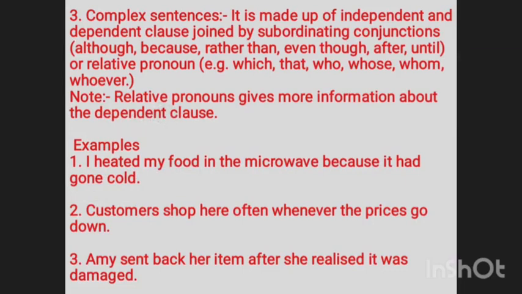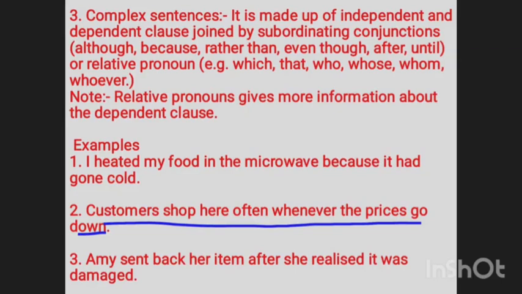Number 2, the example we have there is, customers shop here often when prices go down. If you break this down into a structure, we have the main clause, customers shop here often, while the dependent clause is the prices go down. Customers shop here often is the main clause. The prices go down is the subordinate clause, and it is joined by whenever. So these are examples of complex sentences.